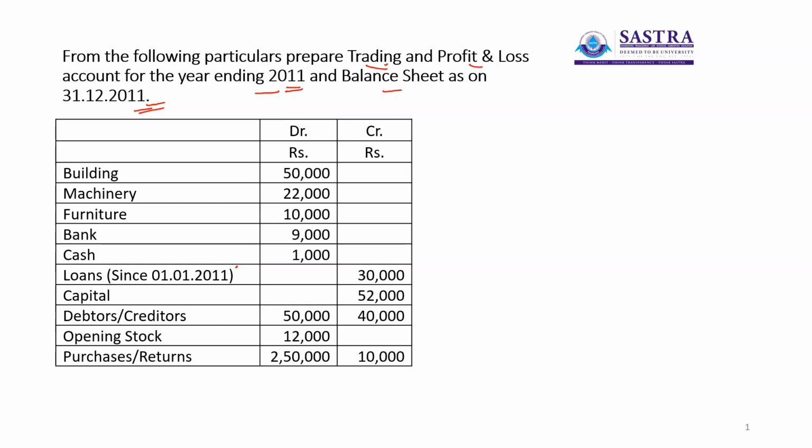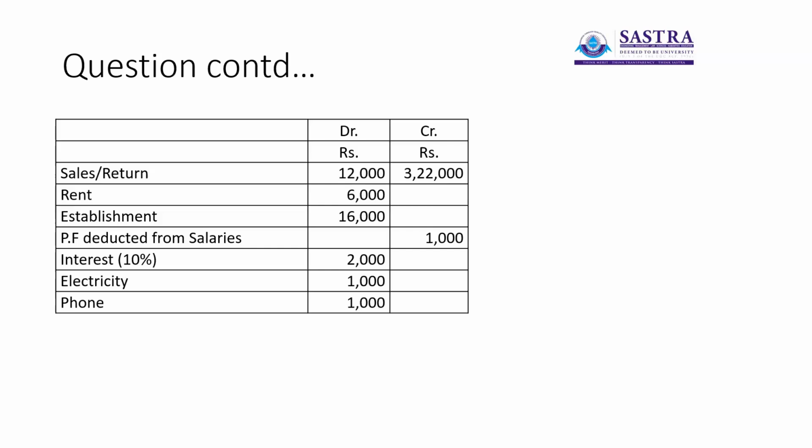For this purpose, details with regard to building, value of machinery, furniture, bank balances, cash balance, and loan taken by the firm, capital, debtors and creditors, details with regard to opening stock, purchases, and returns. Purchase is a debit item and return here is a sales return. And details regarding sales and purchase return is given.